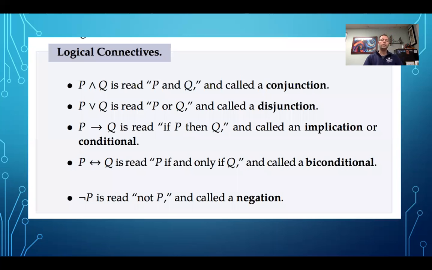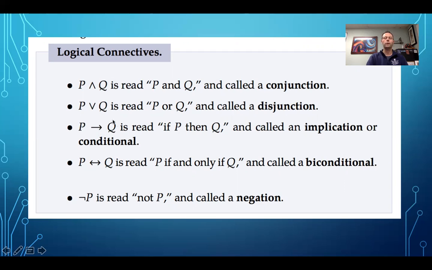All right, now we're going to get into putting statements together, and we're going to start looking at symbols. So when you see this symbol right here, that is the and symbol. This is read P and Q. It's called a conjunction. The upside down caret that looks kind of like a V here, P or Q. That's a disjunction. When we see an arrow like this, P goes to Q or P implies Q. Another way to read that is if P, then Q.